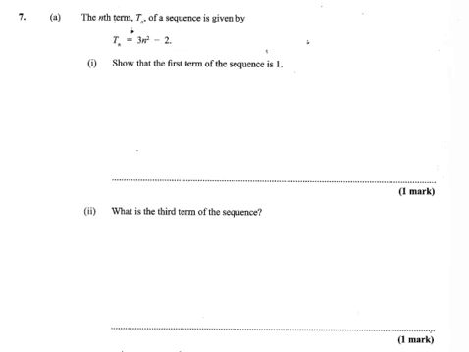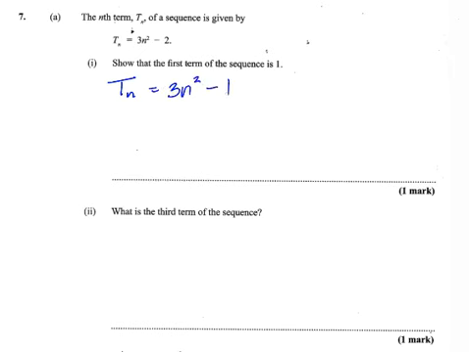Alright, this is June 2019, question number 7. 7a says, the nth term Tn of a sequence is given by Tn is equal to 3n squared minus 1. Show that the first term of the sequence is 1. Alright, so the general term Tn is equal to 3n squared minus 1.